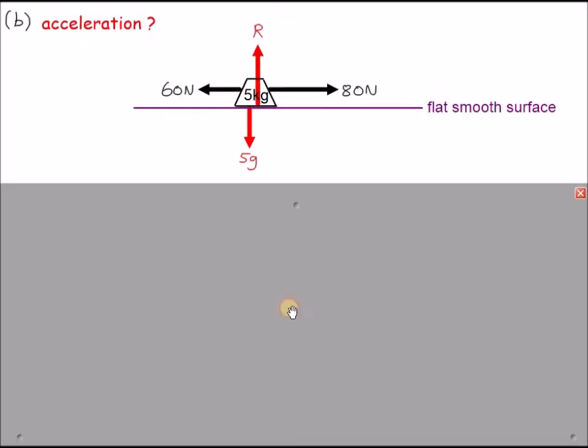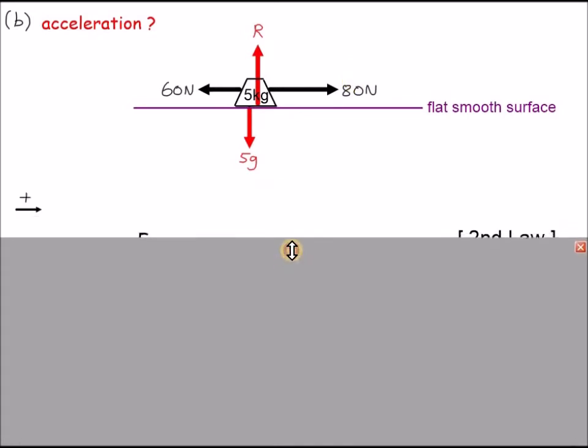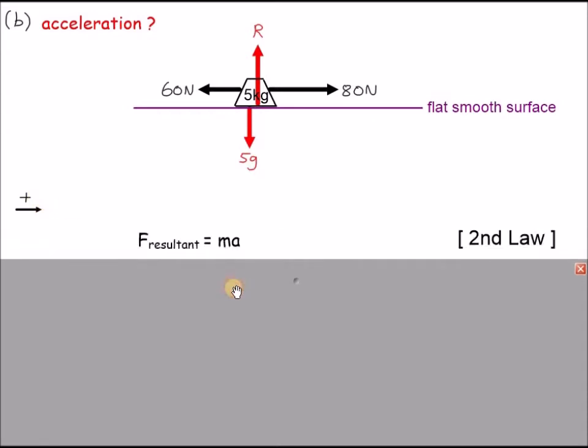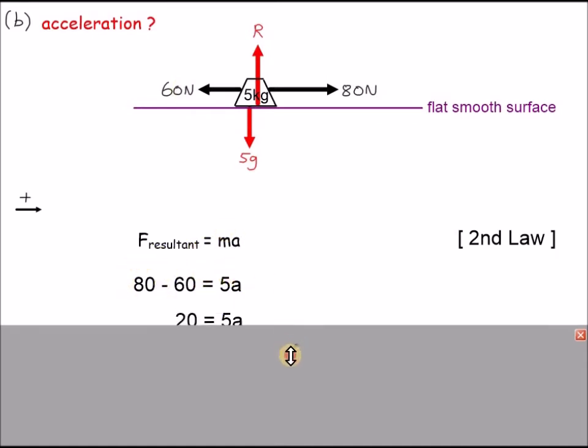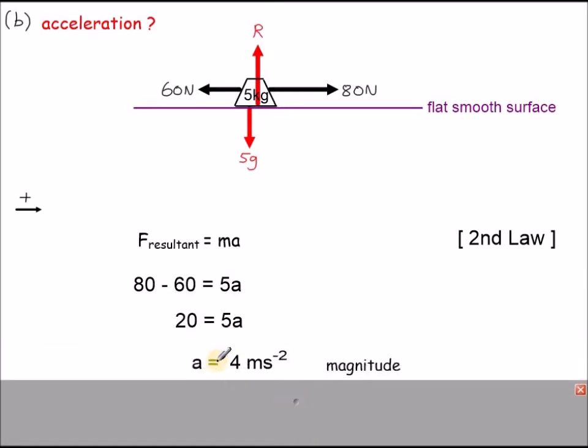In the horizontal direction, we can see that this force is greater than this one, so there will be a resultant force, so we will have acceleration. So we need to use Newton's second law to calculate acceleration, taking this direction as positive, so F resultant equals ma. So because this direction is positive, it will be 80 minus 60 for the resultant force, and then the mass is 5 kilograms, and a is what we're trying to work out. And then we can see that the final answer here is positive, which means it will be in the same direction as our originally chosen positive direction.